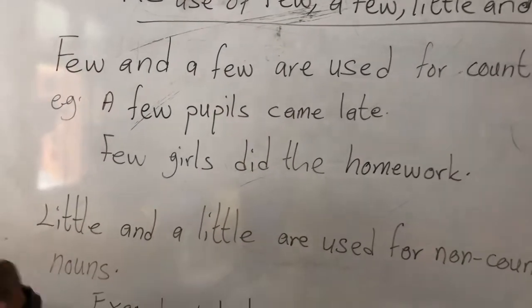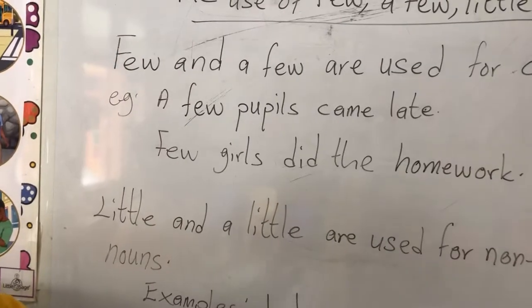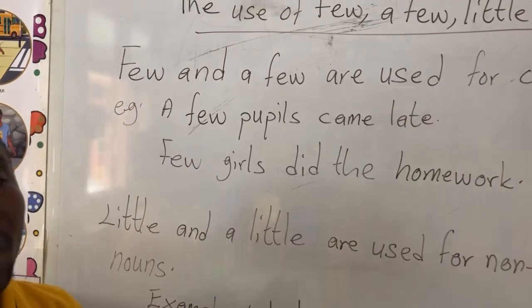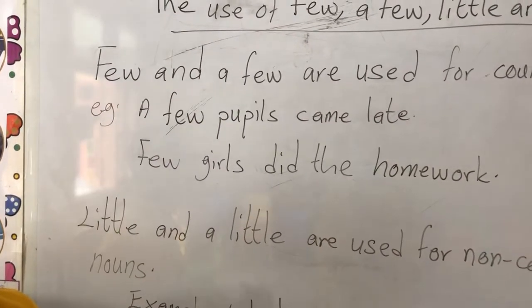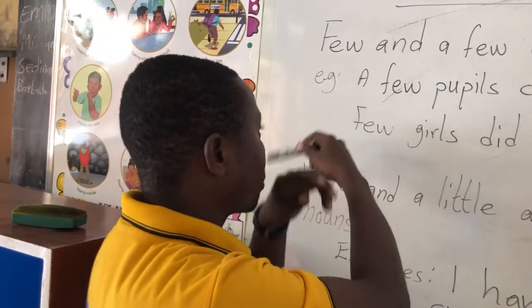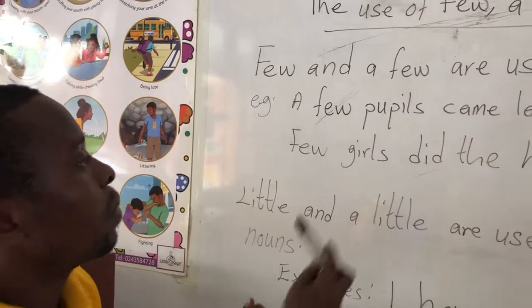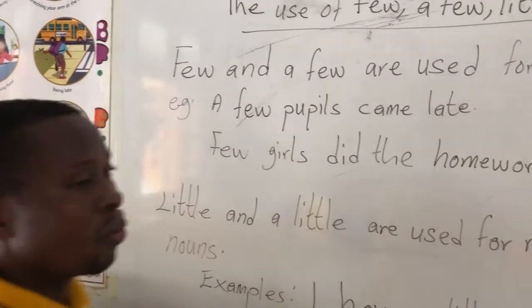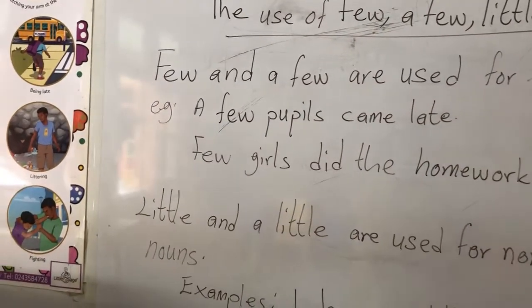So how many books do you have? I have 20 books. How many pencils do you have? I have 20 pencils. Okay, very good. So they are what? Countable nouns. So for them we use few, a few for them. Okay, very good.